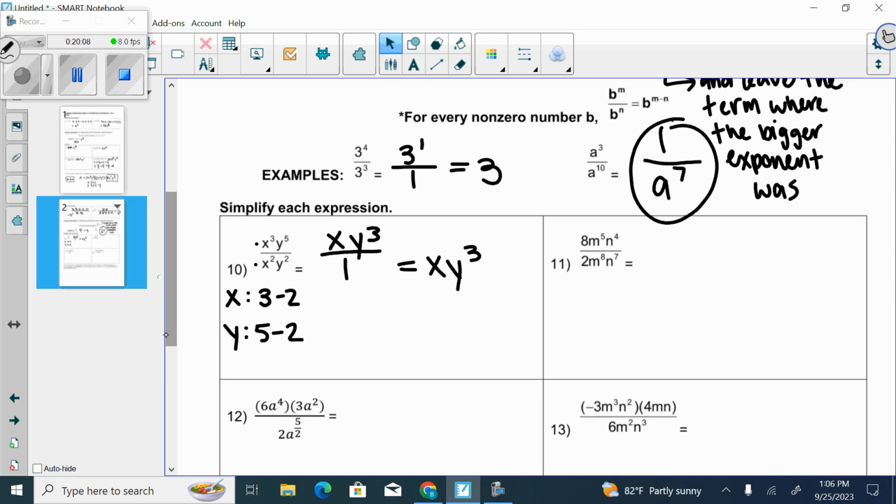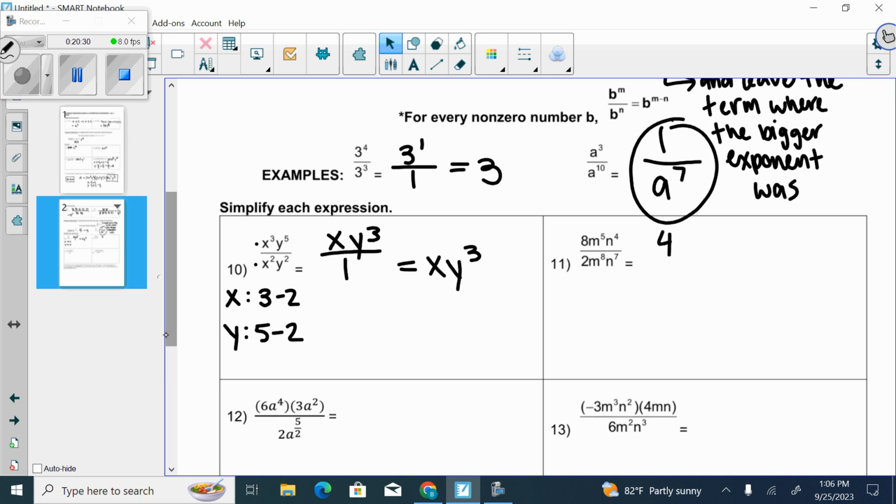All right, on number 11, I've got big numbers 8 and 2. Did either one of them have an exponent? No. So I do it like I normally would. I would actually divide the numbers. Yes, 8 divided by 2 is 4. Is the bigger number in the top or the bottom? Top, so the 4 goes in the top.